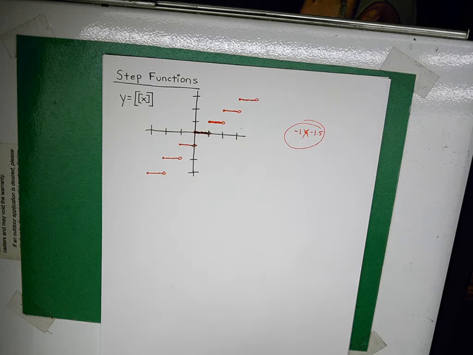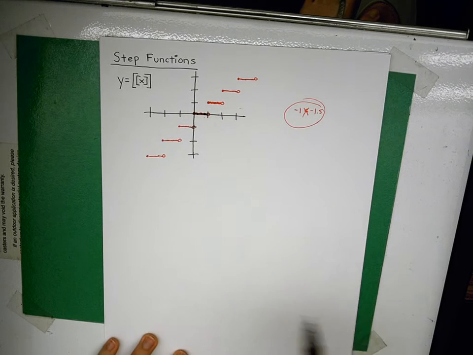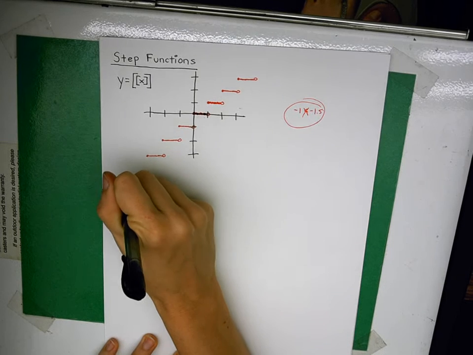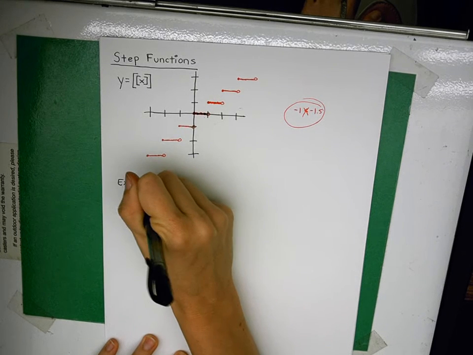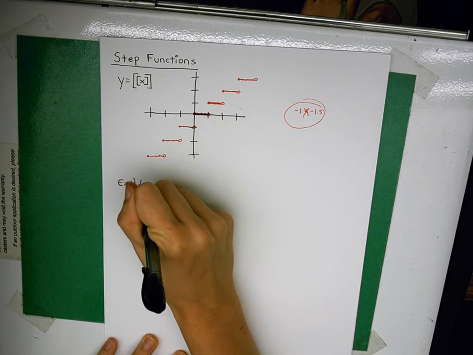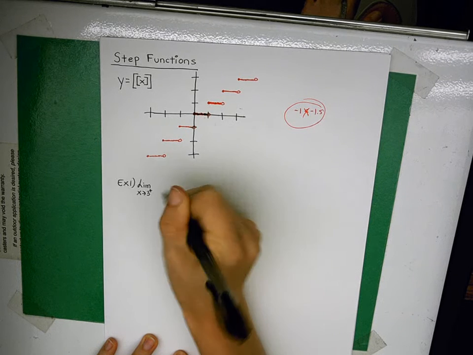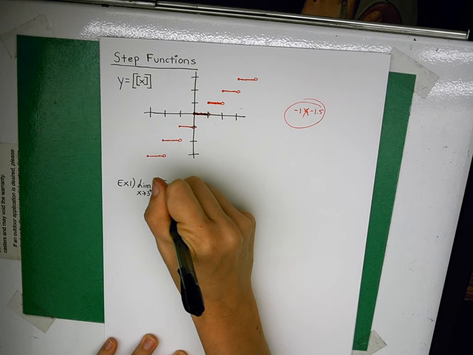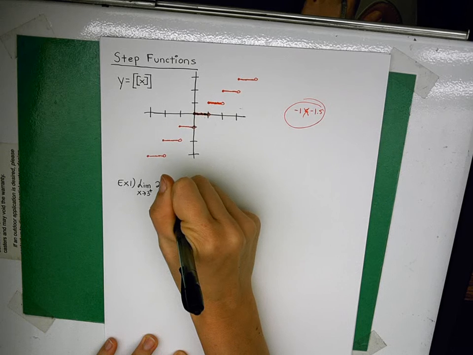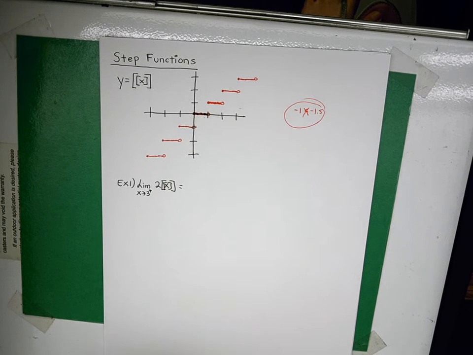Okay, so we've graphed it. That's going to help us to answer our questions here. So I could potentially ask you for the limit as x approaches 3 from the right of 2 times the step function of x.